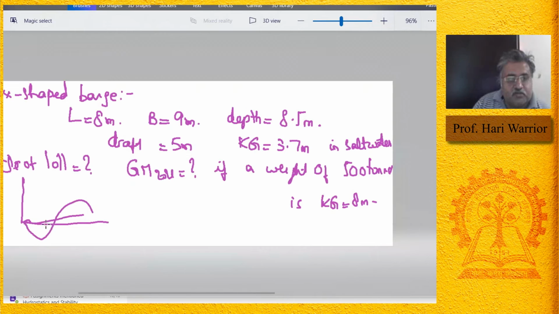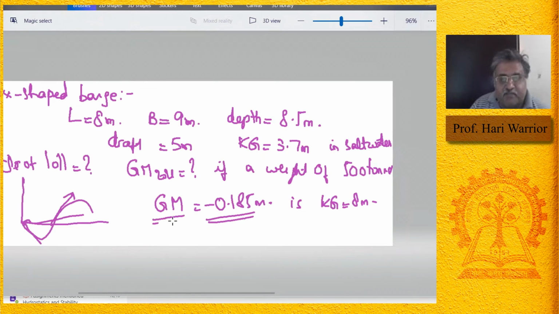This curve. So here GM is negative. Here GM is positive. Now the first question is, what did you just find out? You found out GM is negative 0.185 meter. Now, if you have this GM, find out the angle of loll.